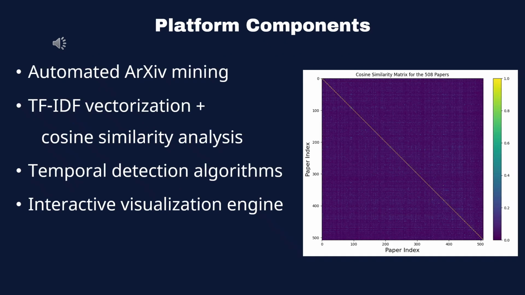The components of our platform are as follows. Automated archive mining, knowledge extraction through a server-friendly approach. TF-IDF factorization plus cosine similarity analysis enables relationship detection beyond keyword matching. Temporal detection algorithms identify patterns, trends, and trajectories. Interactive engine enables exploration from coarse categories to specific algorithms.